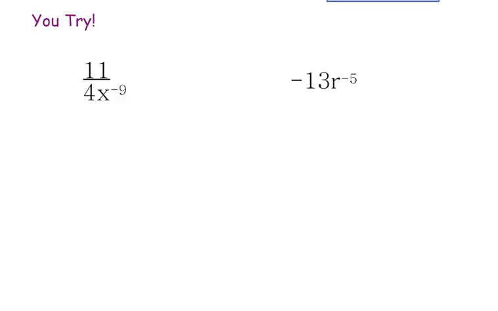Here are 2 for you to try. I'm going to go ahead and circle what should be moved. This x to the negative 9 should be moved. The 11 and the 4 get to stay exactly where they are. Those 11 and 4 don't bother me because they didn't have a negative exponent. In this second problem, the r to the negative 5th is going to have to move to the opposite location because that negative exponent bothers me. The rest of it is fine.